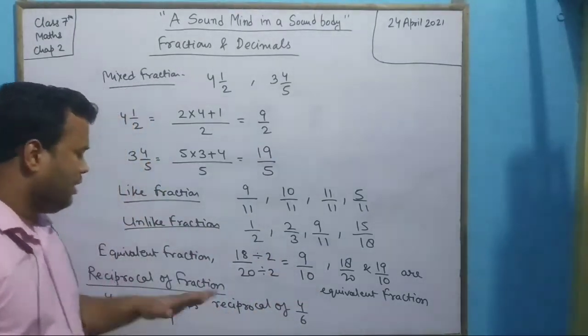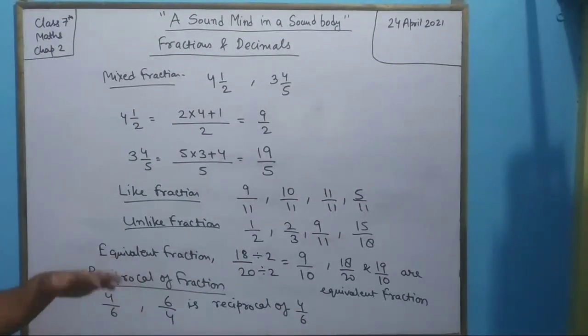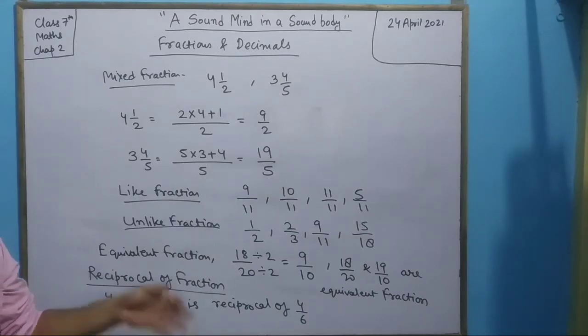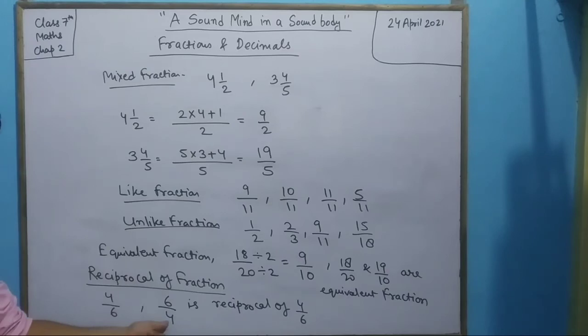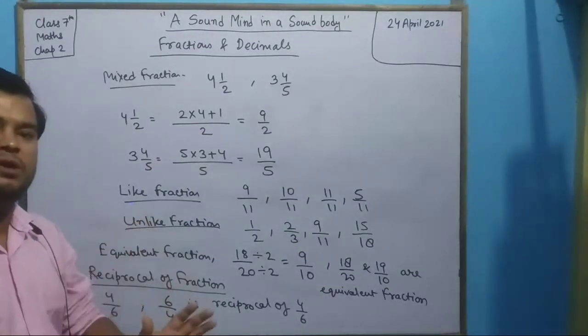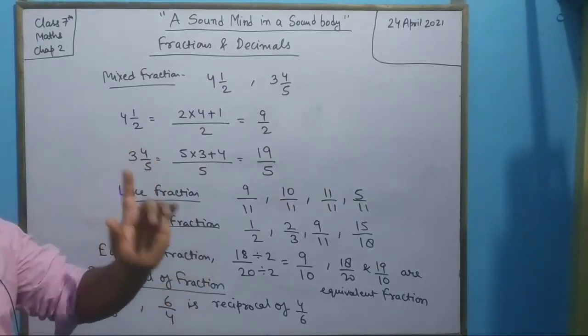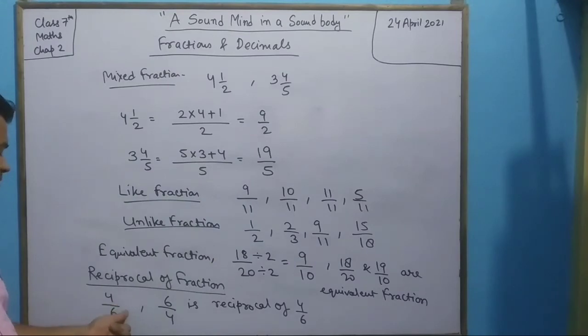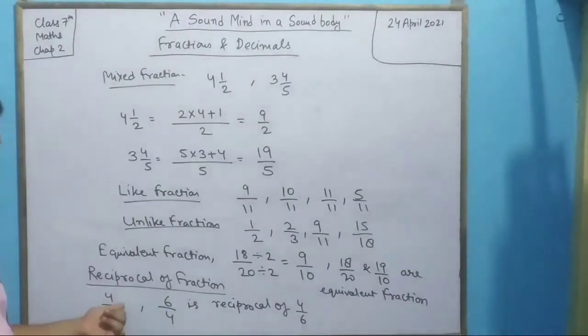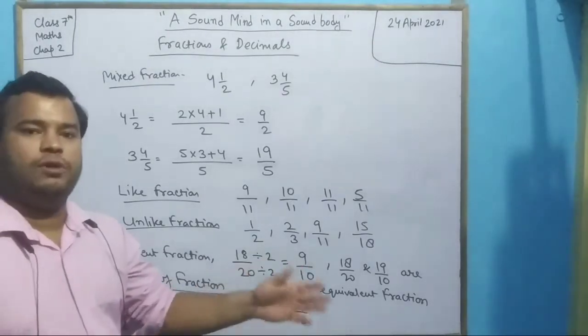Okay, again this is the reciprocal of a fraction. When we are asked to find the reciprocal of a fraction, what do we need to do? 4 upon 6, it is a fraction. We need to just reverse. The numerator will become the denominator and the denominator will become the numerator. Reciprocal means what should be multiplied with this fraction so that we will get 1. So 4 upon 6, we will multiply 6 upon 4 to this to get 1. So we can write 6 upon 4 is the reciprocal of 4 upon 6.